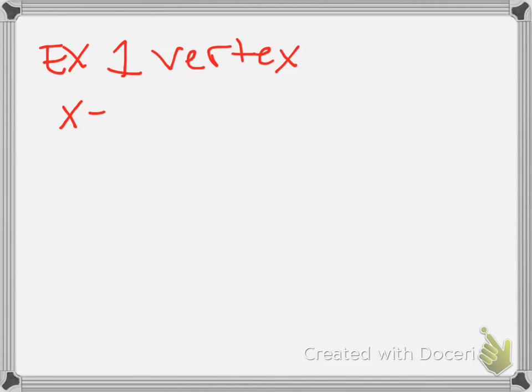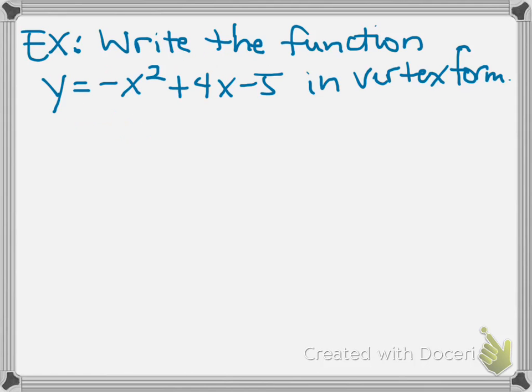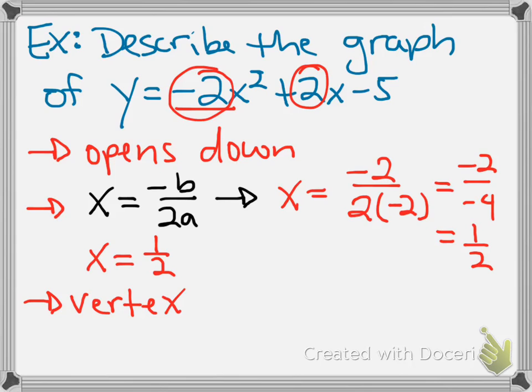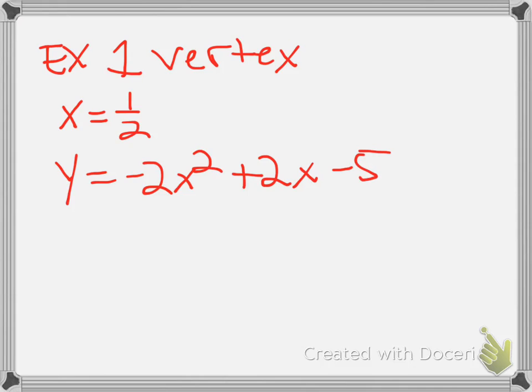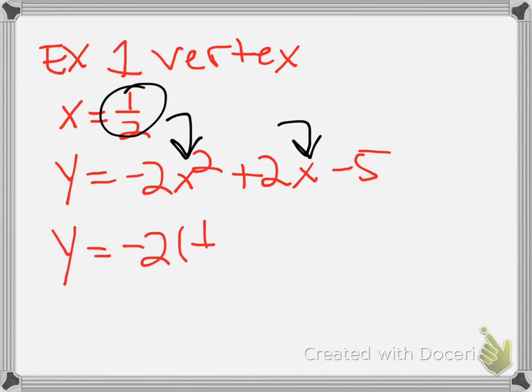So we know that the x-coordinate of the vertex is 1/2. Remember, we just got that. And then our equation, y equals negative 2x squared plus 2x minus 5. So now all we need to do to get the y-coordinate of our vertex is take this value of 1/2 and plug it into our equation everywhere we see x. So we're going to get y equals negative 2 times 1/2 squared plus 2 times 1/2 minus 5.